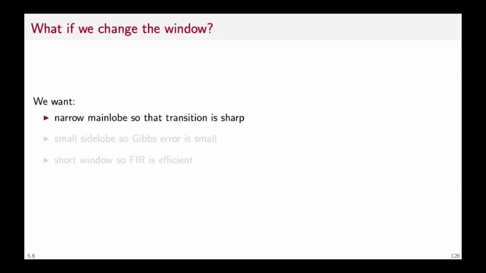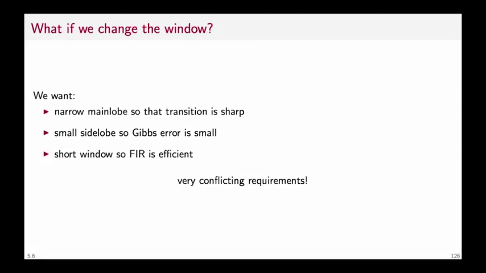So in terms of our requirements, what we would like to have is a very narrow main lobe so that the transition is very sharp. And at the same time, we would like to have very small side lobes so that the Gibbs error is kept low. And we would also like to have a short window so that the FIR will be efficient. And these are very, very conflicting requirements.